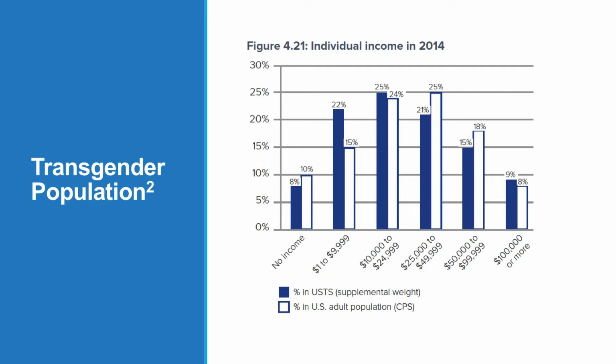In our survey, trans people who have attained a college education may be more likely to come out and identify as such than those who have not attained a college education, skewing the survey population.